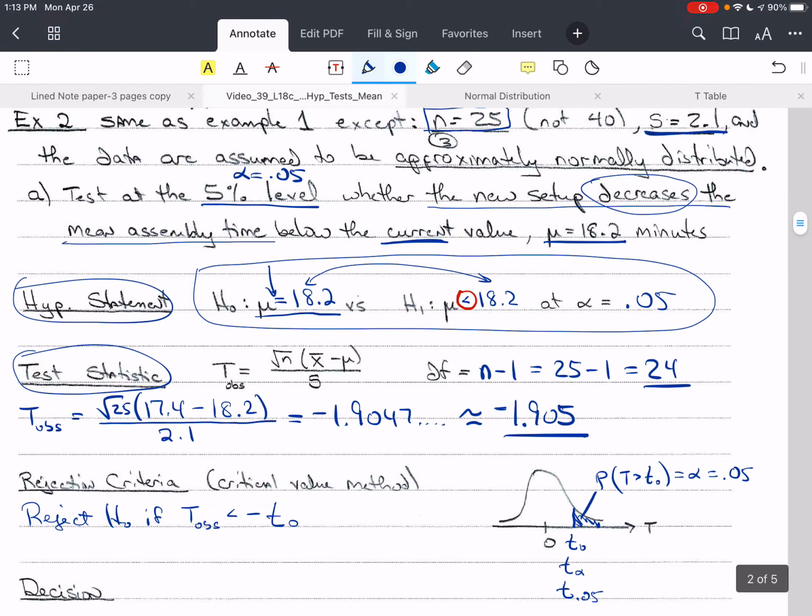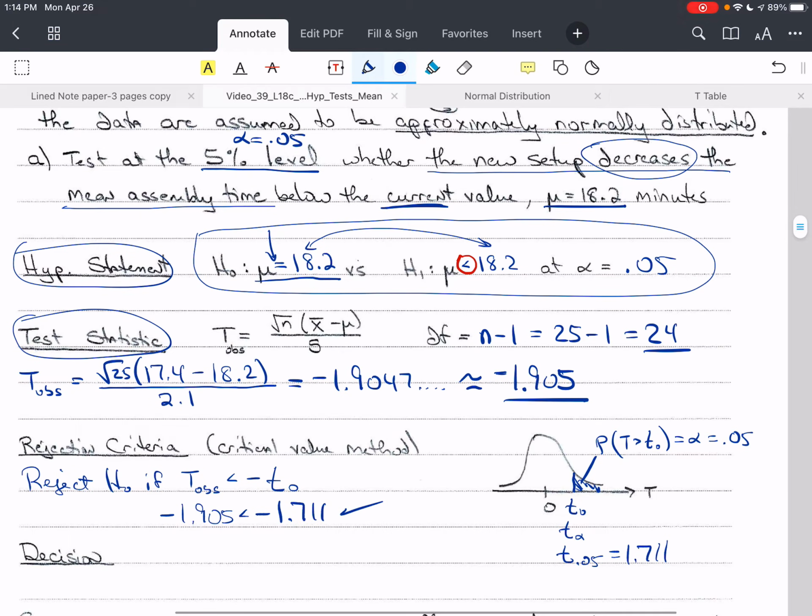So this is equal to 1.711. And our rejection region is if the t observed, which was negative 1.905, is less than negative t naught, which is 1.711. This is a true statement. And if this is a true statement, then we are in the rejection region, or we have satisfied the rejection criteria. So our decision is to reject H naught.